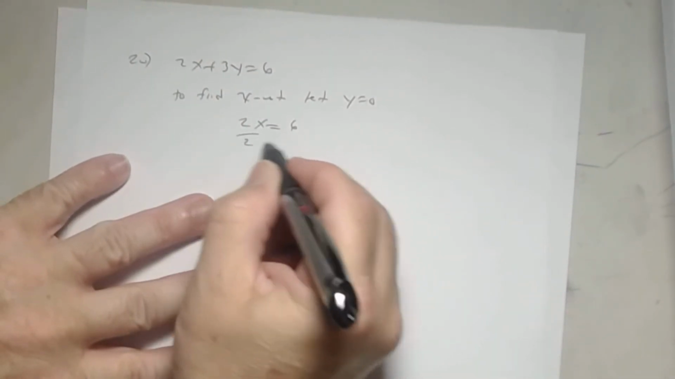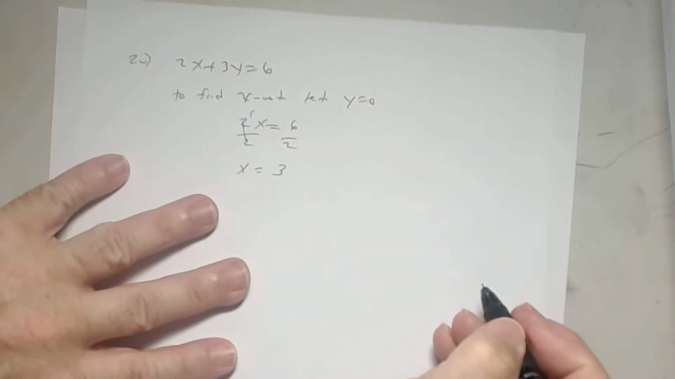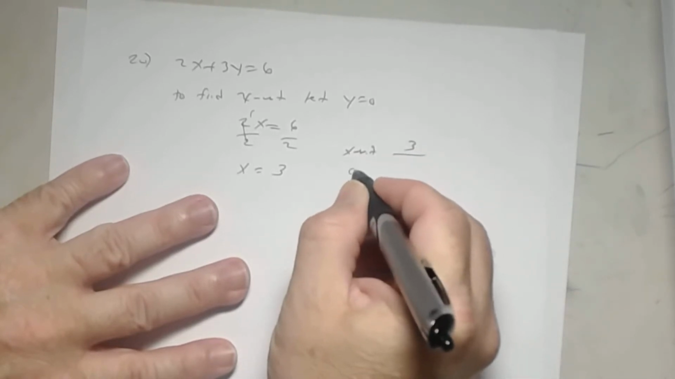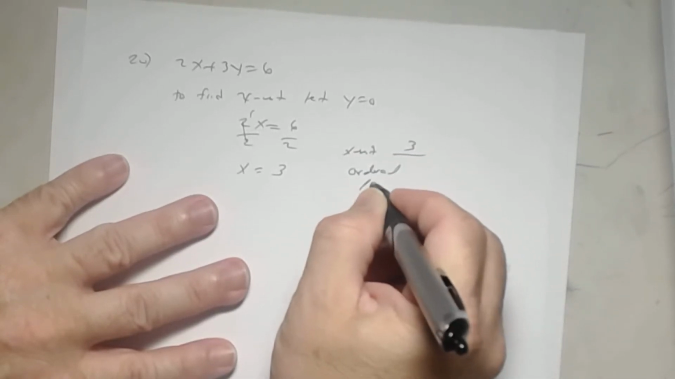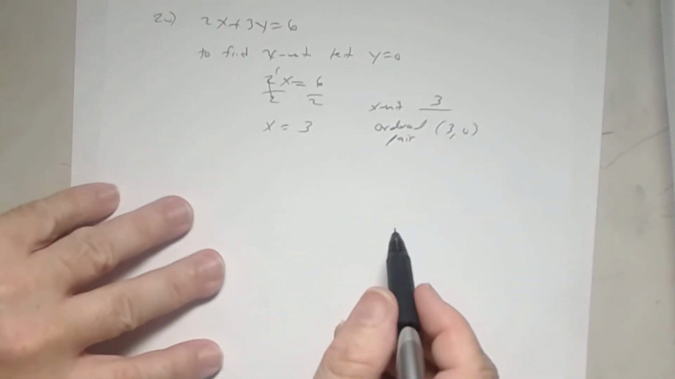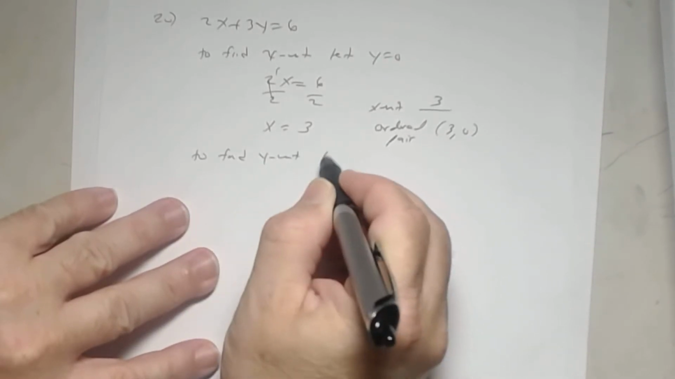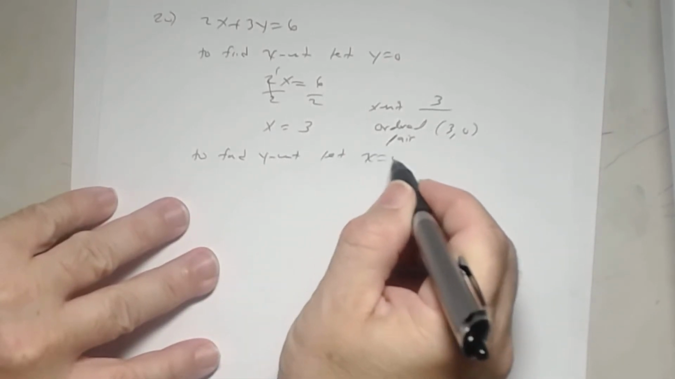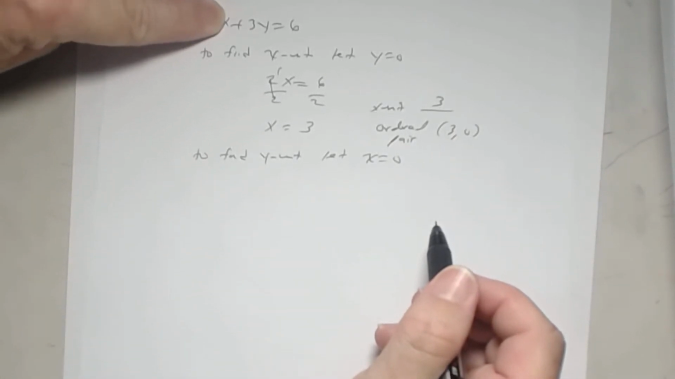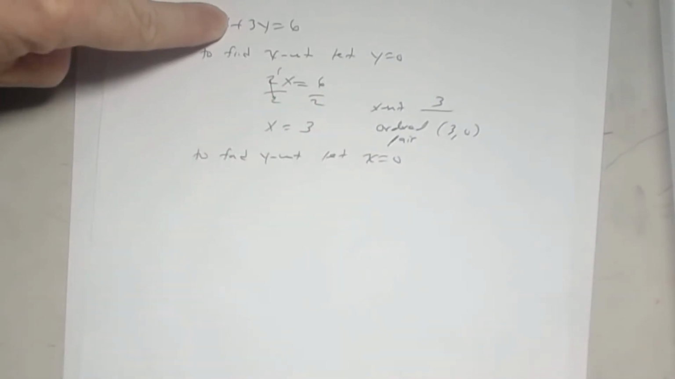And then how to get x by itself? Divide both sides by 2. And so I found the x-intercept is 3. If they asked you to write it as an ordered pair, you would say 3, 0. All right, and then to find the y-intercept, you're going to let x equal 0. If x is 0, that means this term goes away, correct? Because 2 times 0 is what? 0.